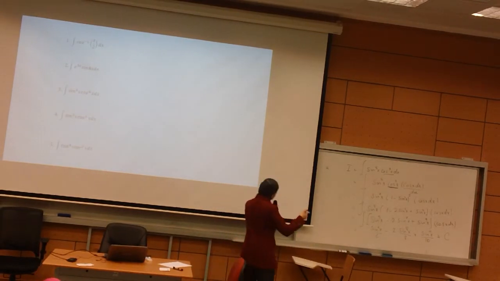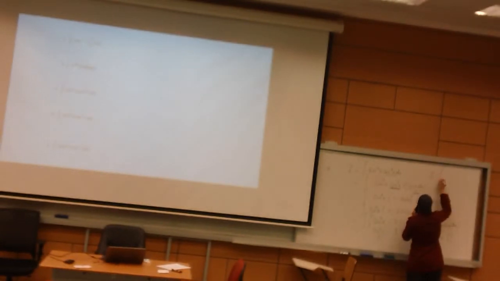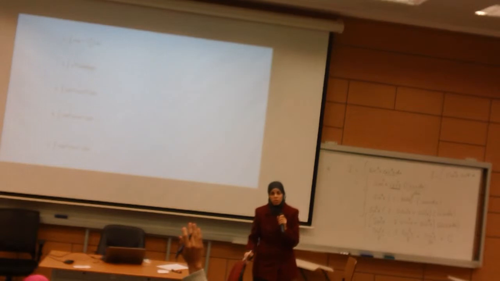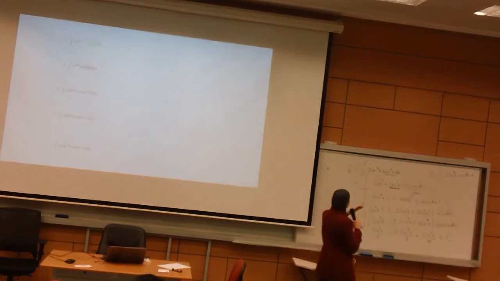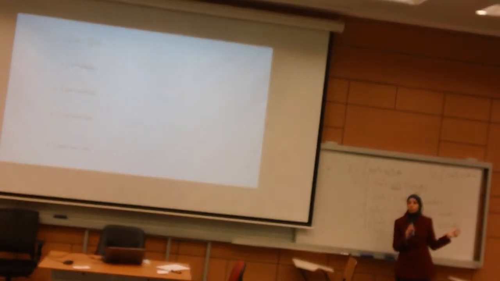What if I'm asked to find the value of this integral, sine to the fourth of x times cosine to the fourth of x? What can I do if both m and n are even numbers? I'll try to reduce the power of each function using the double angle formula.